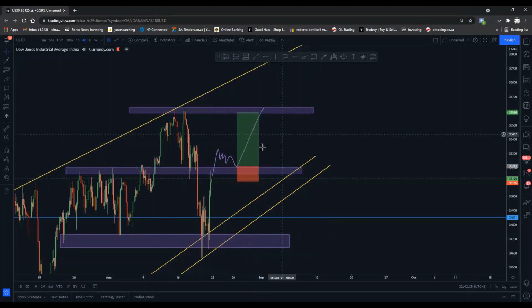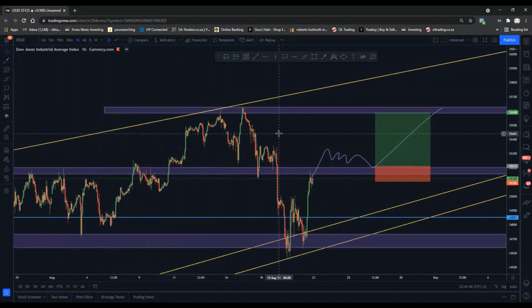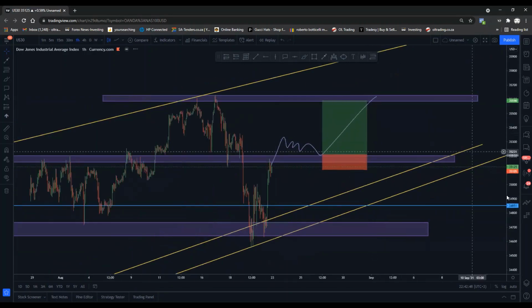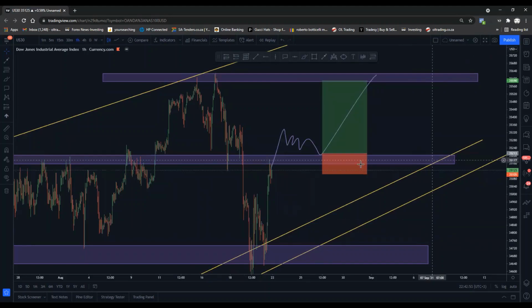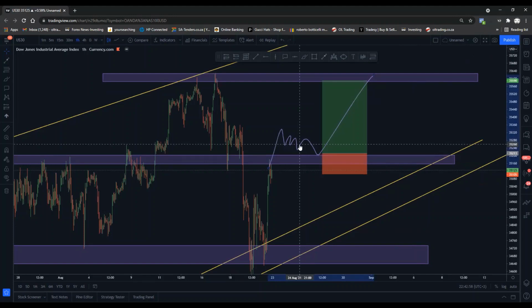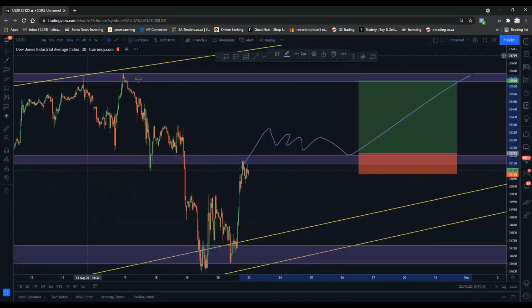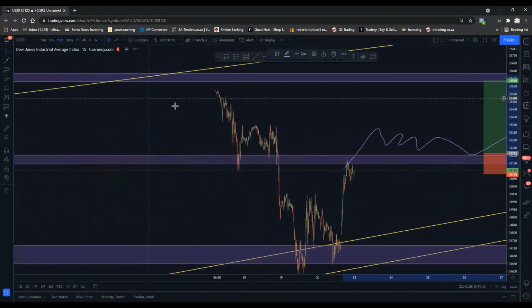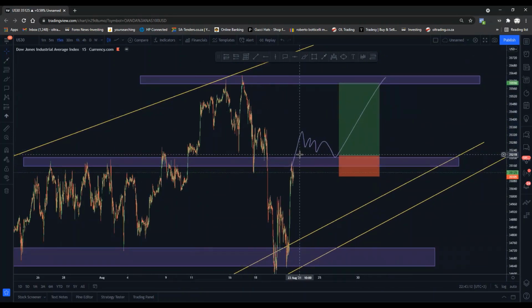But you need to understand that you need to move further to lower time frame. Let's go to, okay. Let's see. I see now we are having a correction. We are having a correction on the upper zone.